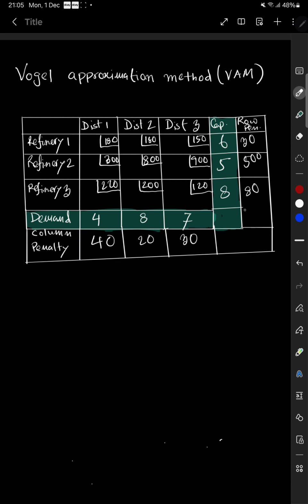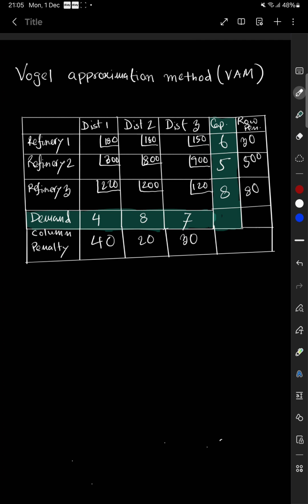Okay, let me make one in here so that you don't get confused. Okay, so now you see we got row penalty and column penalty. So we have 40, 20, 30, 35, 180. The next step is to choose the highest penalty.